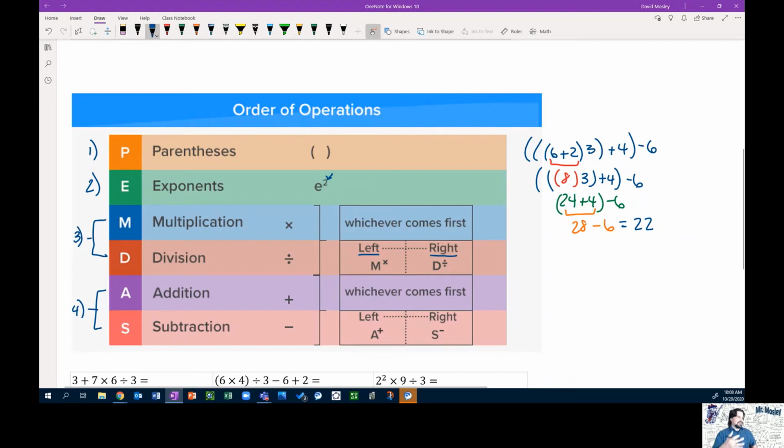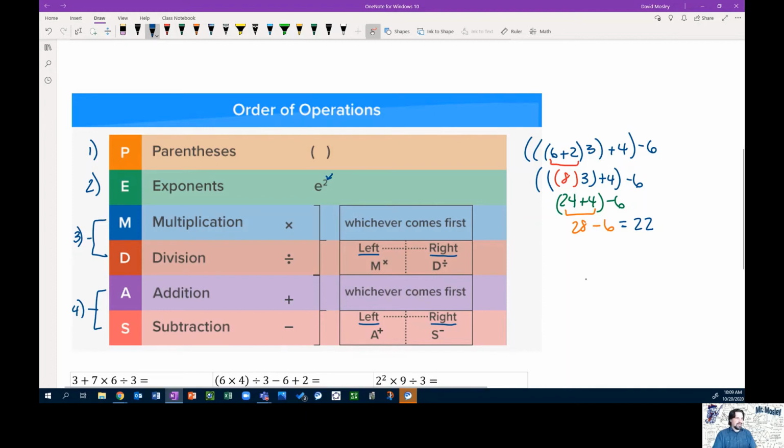If it was 6 divided by 3 times 4, we're going to get a different answer. We're just going to go from left to right. 6 divided by 3 is 2, times 4 is 8. And you just move left to right with multiplication and division, whichever one comes first. Same occurs with addition and subtraction. Neither one is more important than the other. You just go left to right again. And remember this with PEMDAS: parentheses, exponents, multiplication, division, addition, subtraction.